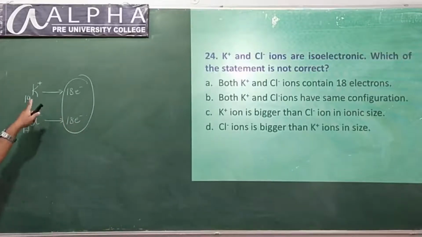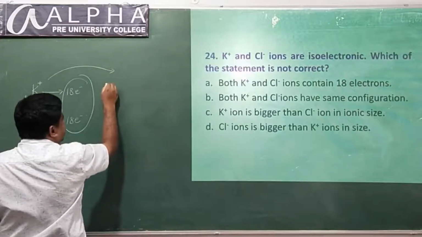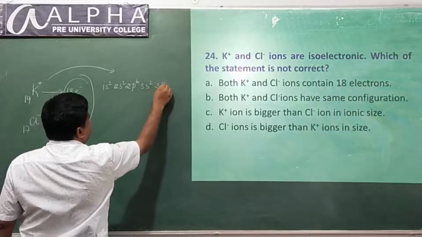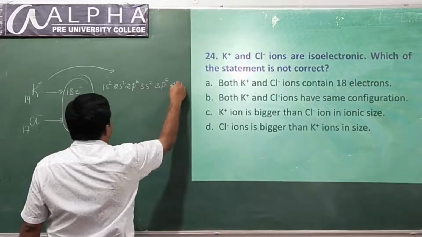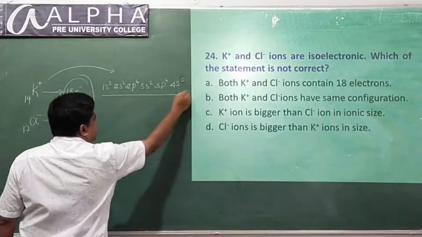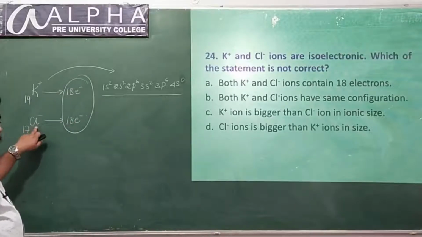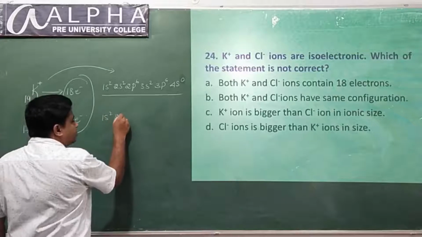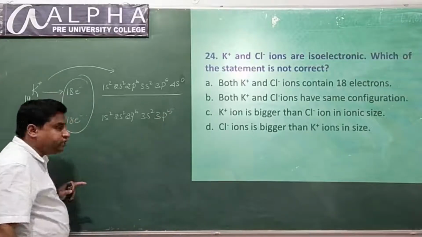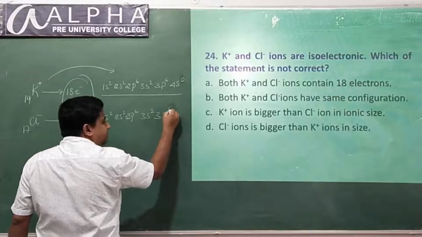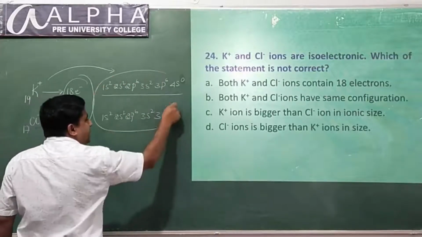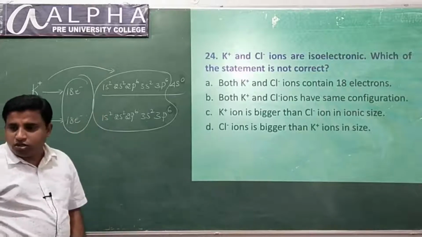What will be the electronic configuration of K plus? Electronic configuration of potassium, 19: 1s2, 2s2, 2p6, 3s2, 3p6, 4s1, but upon losing one electron it becomes 18, with 4s0. This is the electronic configuration of K plus. What will be the electronic configuration of Cl minus? Chlorine 17: 1s2, 2s2, 2p6, 3s2, 3p5. Upon gaining one electron it becomes 3p6. So both are 1s2, 2s2, 2p6, 3s2, 3p6. They have the same electronic configuration, 18 electrons each. So option B is also correct.